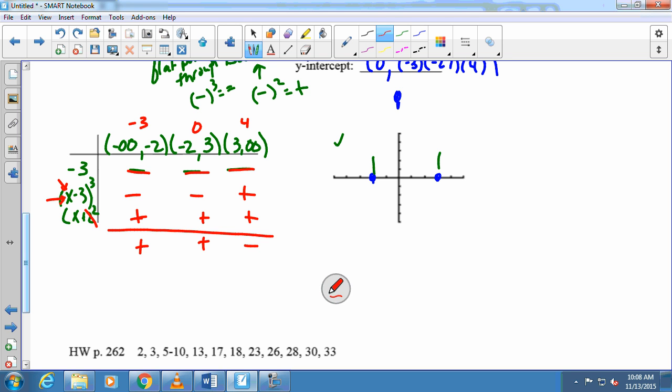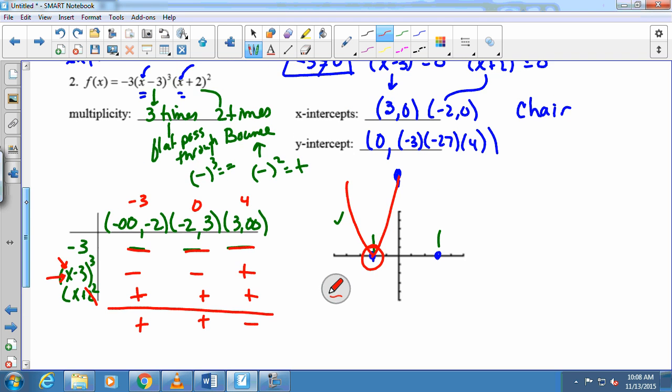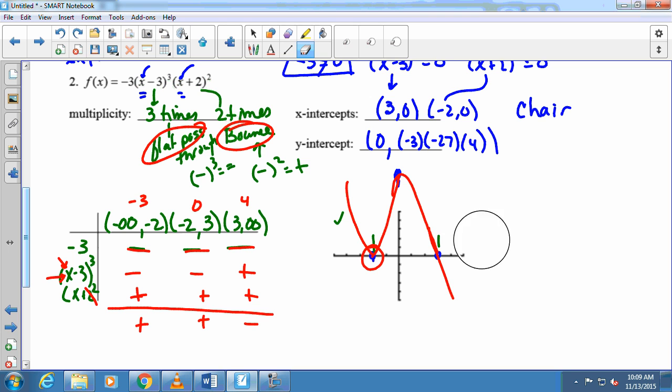So I'm going to hit this point, stay positive, come up here. But wait a minute, see that bounce? Does that match what we said would happen over here? We said it would bounce, and it did in fact bounce. Then we're going to have to come down and hit this point because I knew that those were my intercepts. And then it goes negative. And notice this is a flat pass-through. So you don't just go like that. That is not a flat pass-through. It is a pass-through, but it's not a flat pass-through.